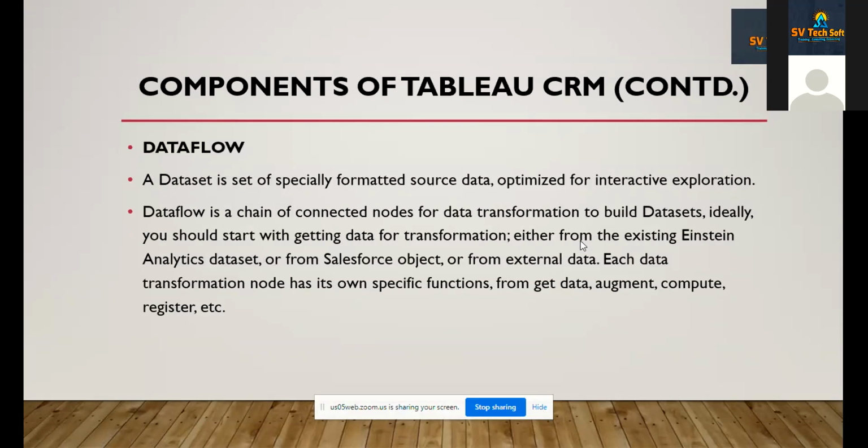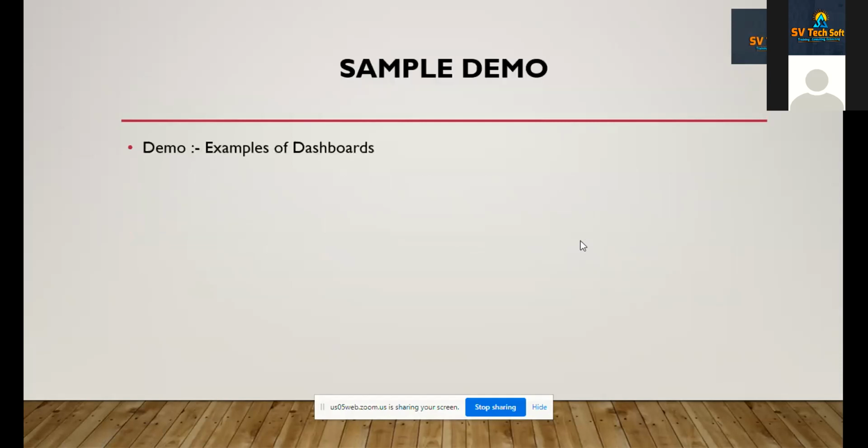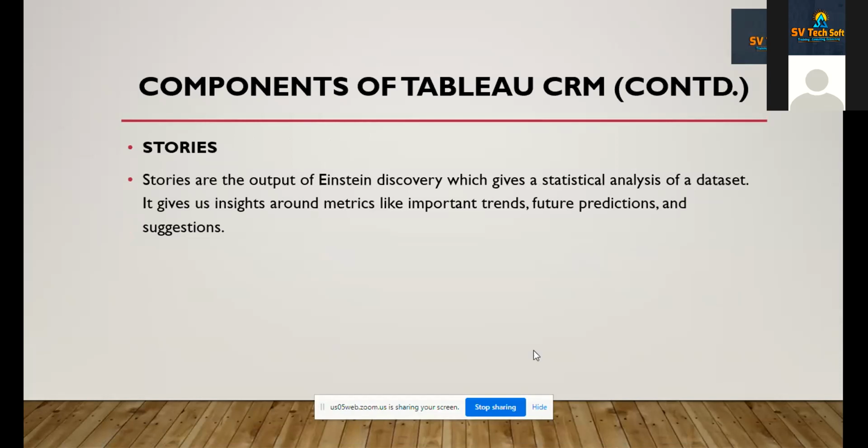And dataflow is nothing but a chain of connected nodes for data transformation. To build datasets, ideally you should start with getting data for transformation, either from an existing Einstein Analytics dataset, from a Salesforce object, or from external data. And stories are related to Einstein Discovery, where, as I was saying, like a data scientist, you analyze whatever historical trends there are and view future predictions. This is done by stories.